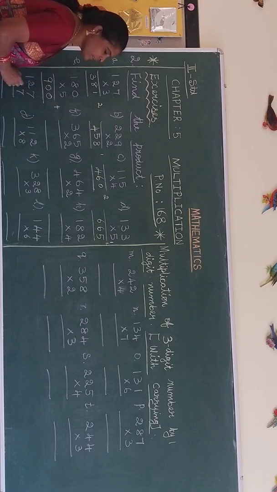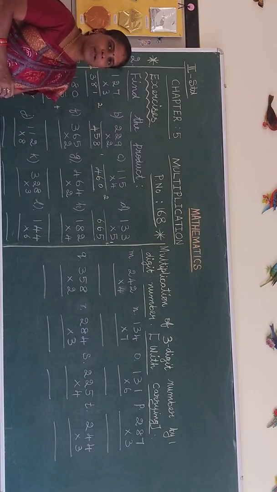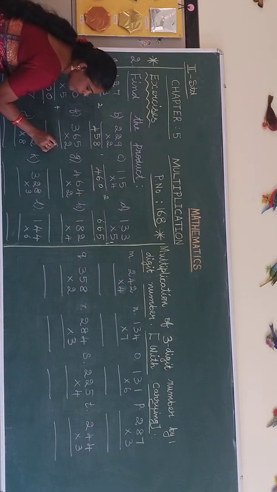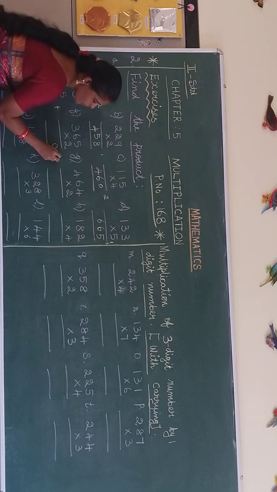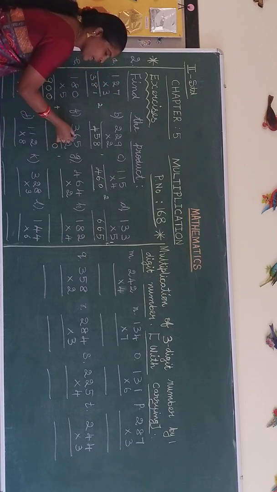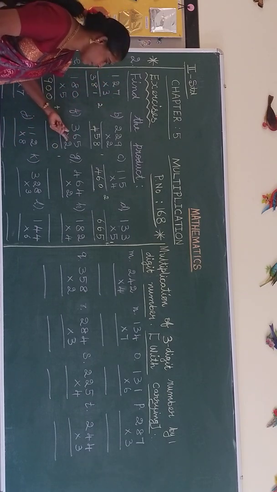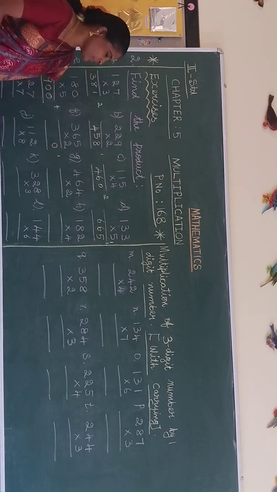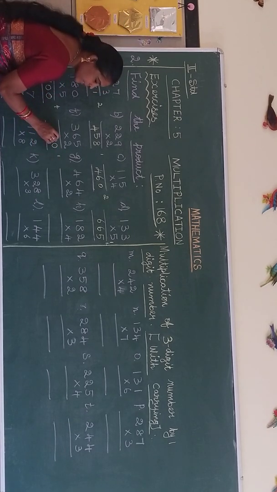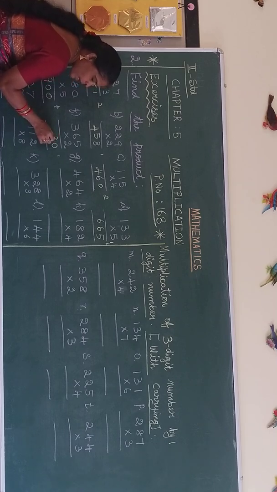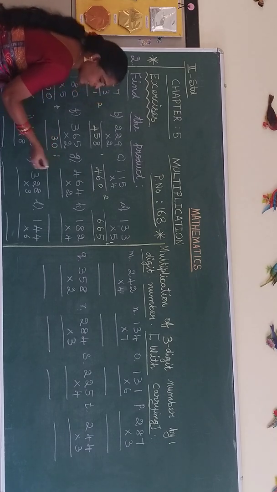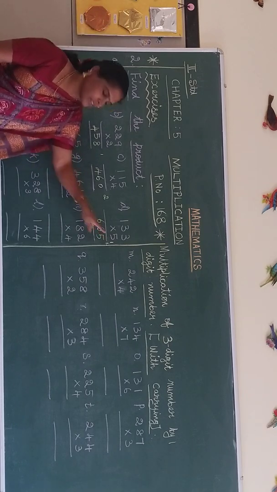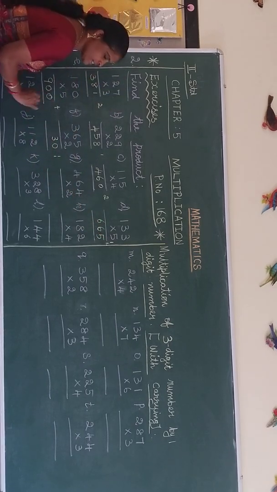Come to the next sum: 365 multiplied by 2. 2 fives are 10. In this 10, 0 in the ones place, 1 on the side. Again 2 sixes are 12. You add this number with 12. 12 plus 1 is 13. In this 13 you write 3 in the tens place. Write down 1 by 1 only, then you can add easily.